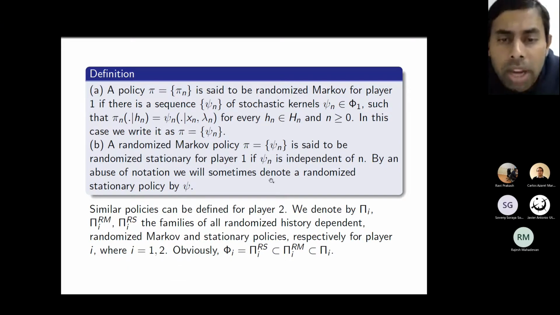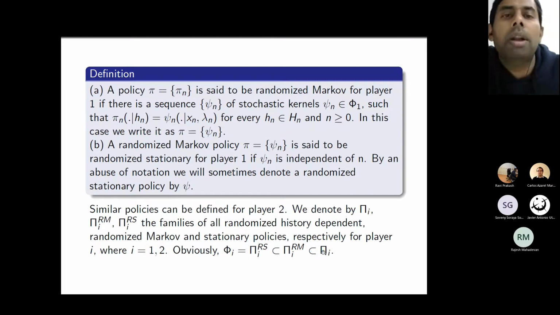From the way I have defined all this, it is easy to see that randomized stationary is a subclass of randomized Markov, which is again a subclass of randomized history dependent. But randomized stationary is the simplest class of policies because, in order to choose your action, you only need to keep track of the current state and the remaining reward. And you will see that finally the optimal policies will be in this smaller, nice class of policies, which is randomized stationary. I will describe shortly what an optimal policy is.